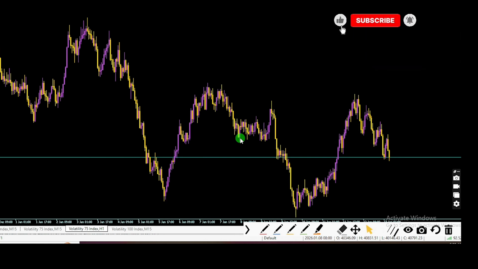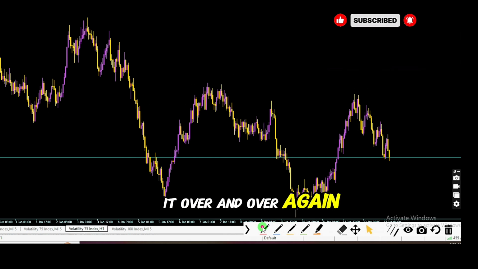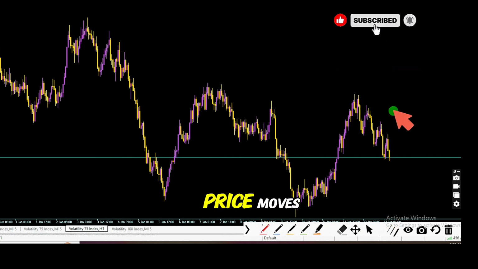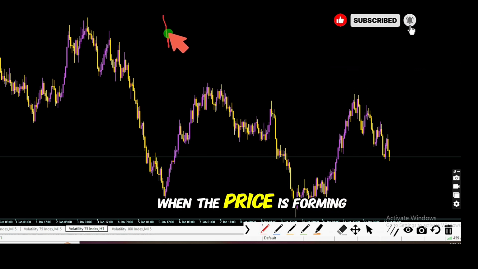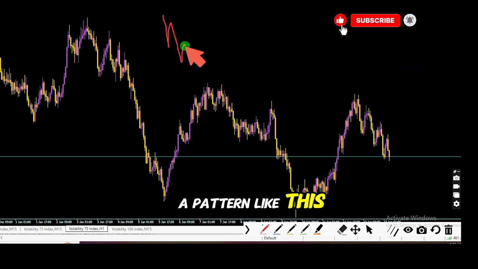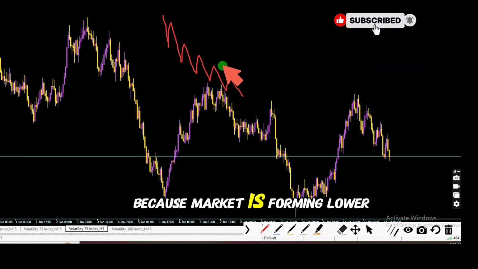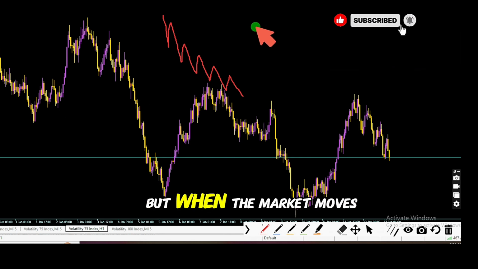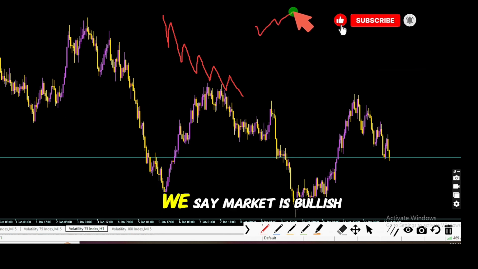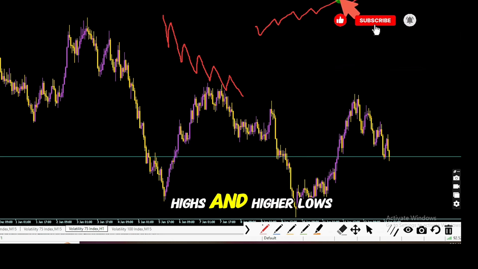Now, market structure, I believe by now you should know the basics because I have talked about it over and over again. Market structure is simply how price moves in the market. When the price is forming a pattern like this, you say the market is trending downwards. That means we are going to be selling because the market is forming lower highs and lower lows. But when the market moves like this, we say the market is bullish because we are forming higher highs and higher lows.